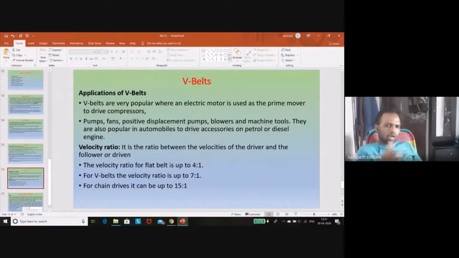That's the case when you have your more velocity ratio, more positive drive. It is mostly used in the transmission of your motorcycles and bicycles, where you have smooth transmission of power. Okay, so that is about the applications and velocity ratio of your belts.